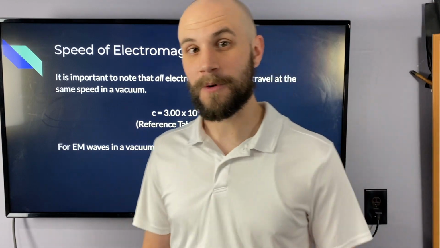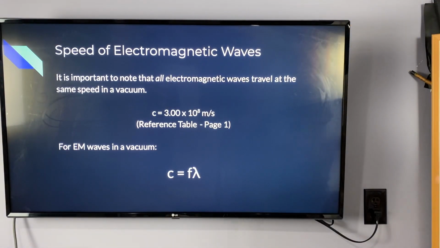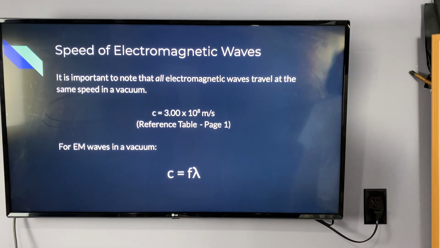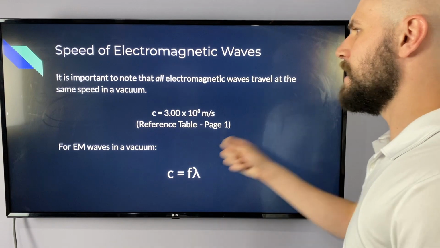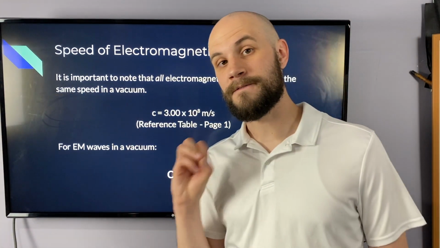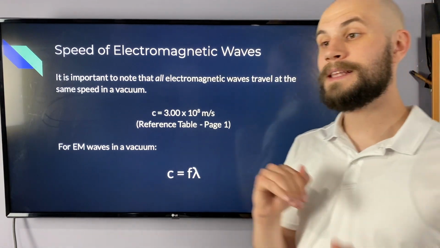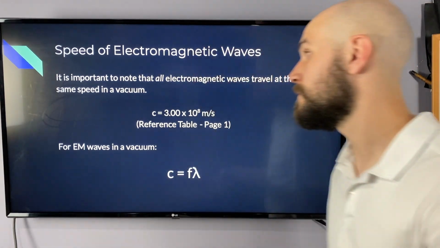We discussed this before, but the speed of light is the universal speed limit. Nothing can go faster than the speed of light inside of a vacuum. And the reason we have to specify traveling in a vacuum is because that's where light travels the fastest. If we have light traveling through any type of material, light does actually slow down, and that's something we're going to be looking at in a future lesson.